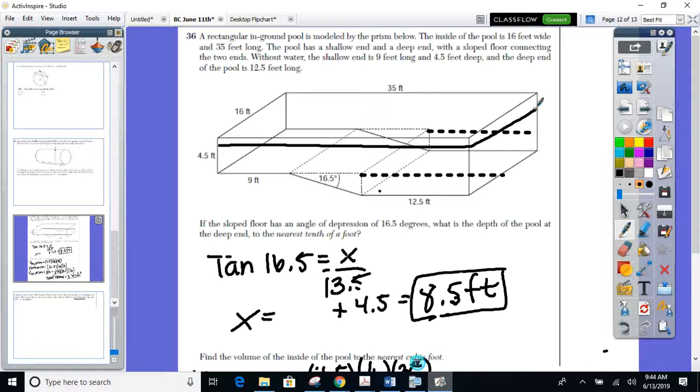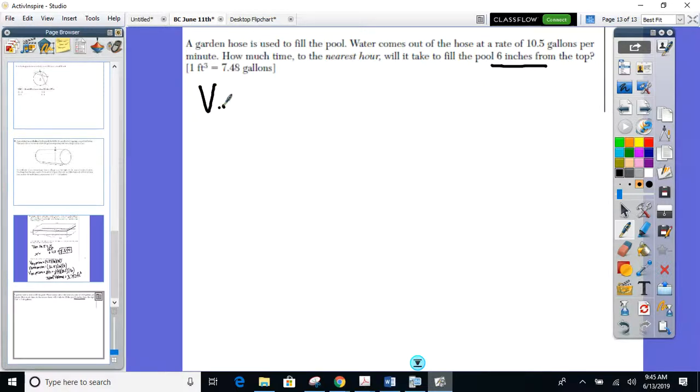Okay, so the empty space, how could I find the volume of the empty space, which is 6 inches from the top? 16 times 35 times, not 6, 6 inches from the top. So 0.5 times that, we're going to say? 0.5, not 6. Everyone see why? That's in inches. We're in feet. Okay, so the volume of the air, empty space, 35 times 16 times 0.5.